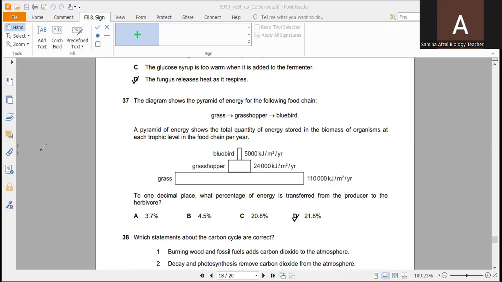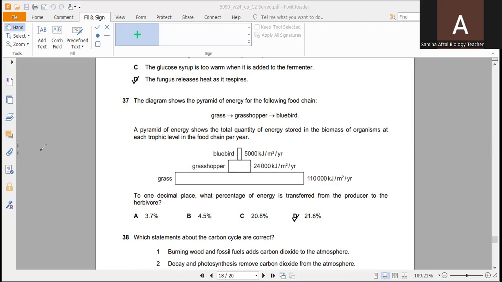Grass is the producer, and the consumers are grasshoppers, and the grasshoppers are eaten by the bluebird. So here you can see these groups of organisms. To one decimal place, what percentage of energy is transferred from the producer to the herbivore?